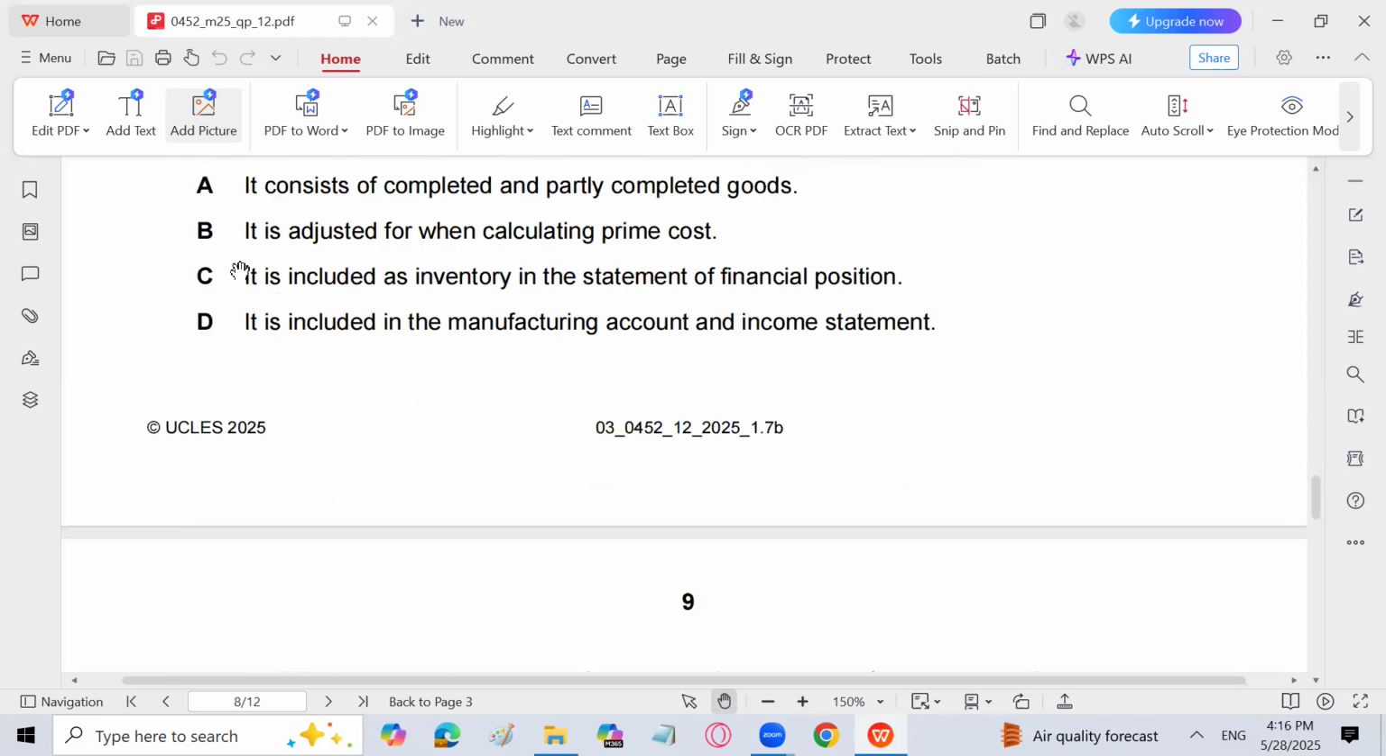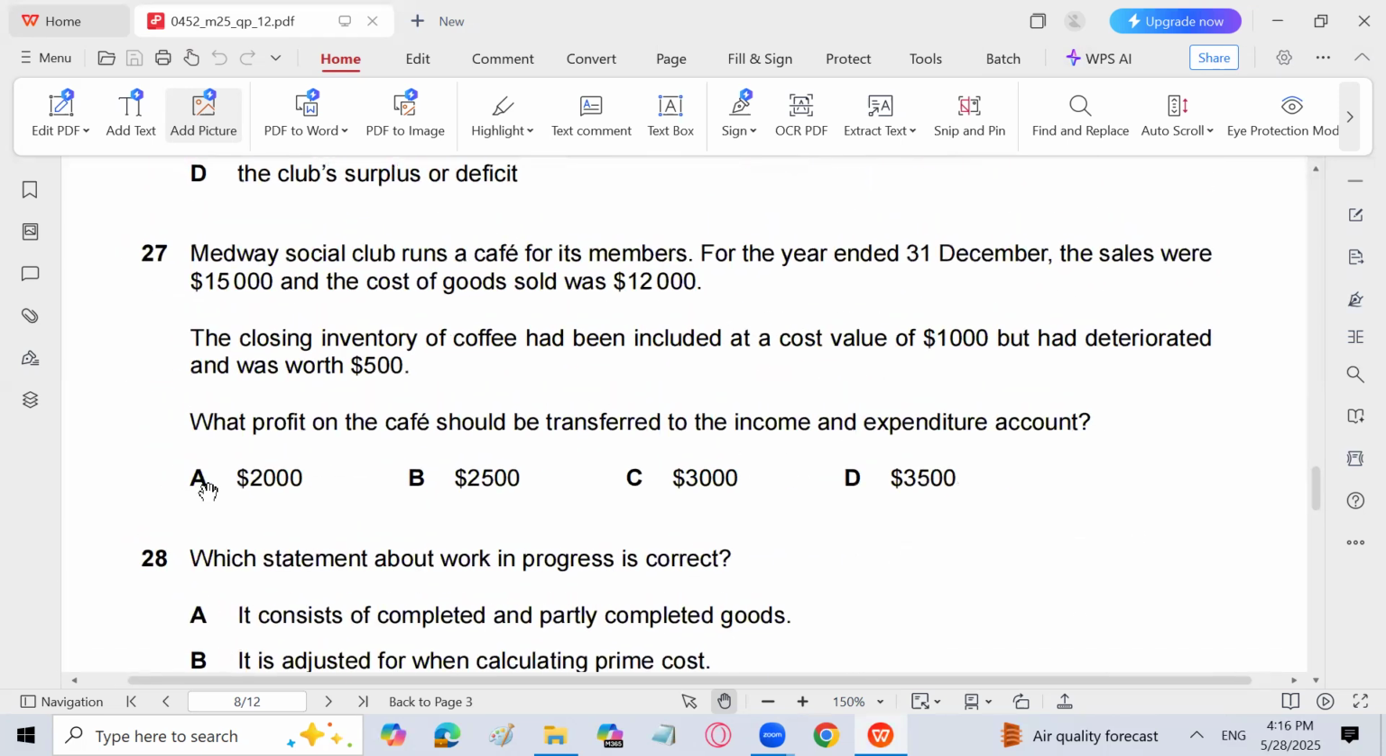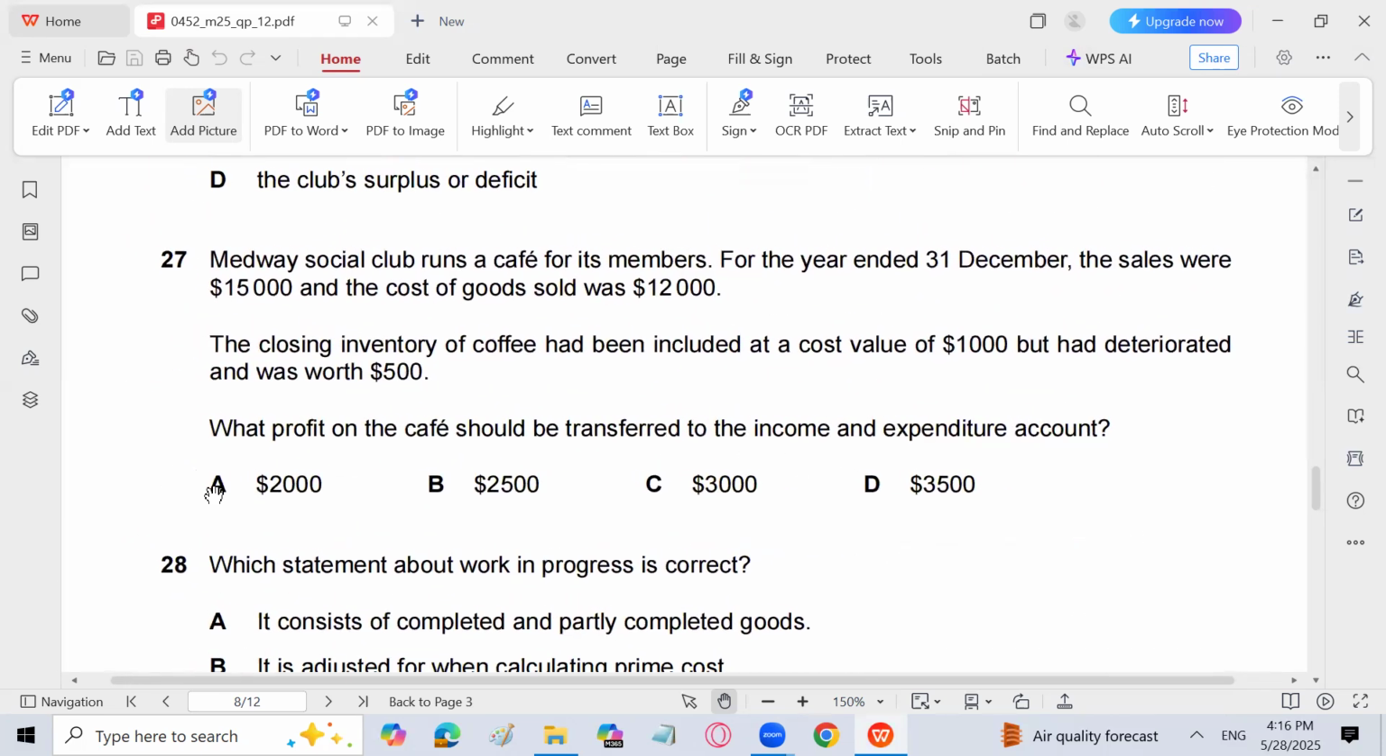Medway Social Club runs a cafe for its members. For the year ended 31st December, the sales were 15,000 and the cost of goods sold were 12,000. 15,000 minus cost of goods sold, 3,000 is the gross profit. Closing inventory of coffee had been included at a cost value of 1,000 but had deteriorated and was worth 500. So the closing inventory was 1,000, but now it has deteriorated and it is now 500.